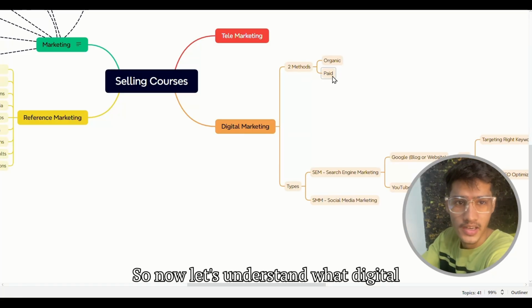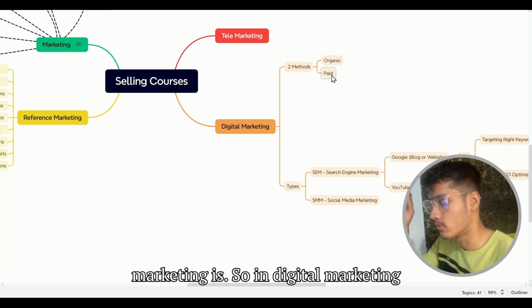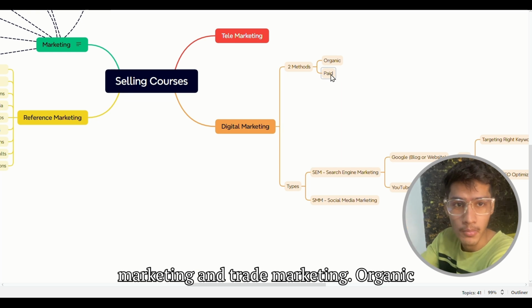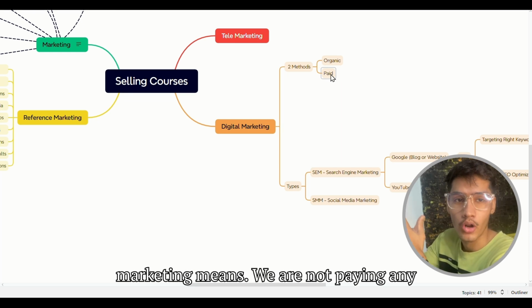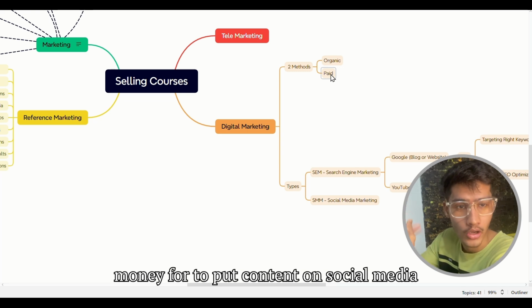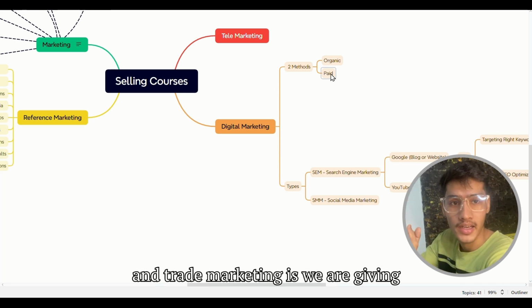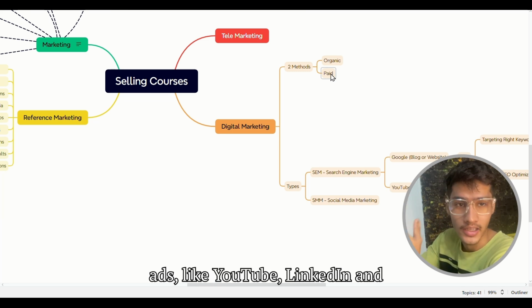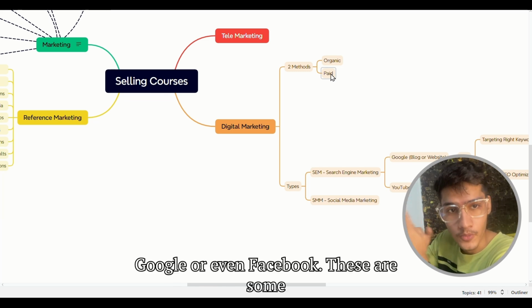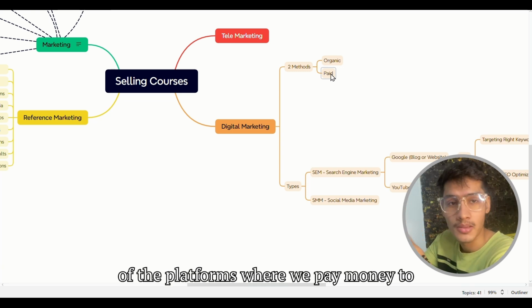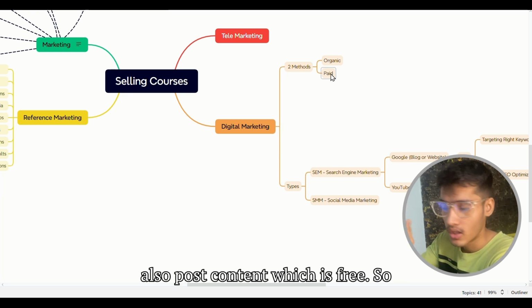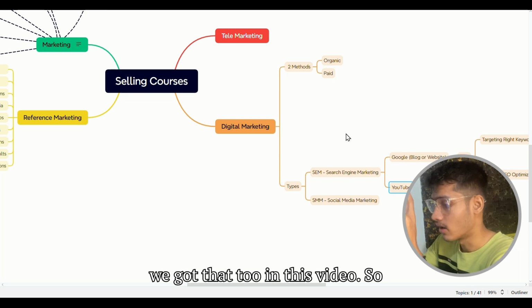So now let's understand what digital marketing is. In digital marketing, there are two types: organic marketing and paid marketing. Organic marketing means we are not paying any money to put content on social media, and paid marketing is we are giving money to specific platforms like YouTube ads, LinkedIn, Google, or even Facebook. These are some of the platforms where we pay money to sell our products or services, or we can also post content which is free. So we covered that too in this video.